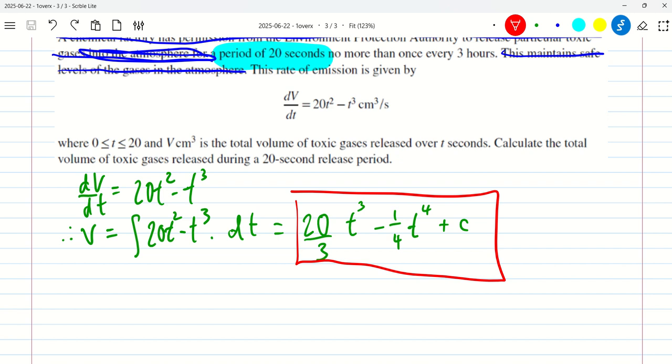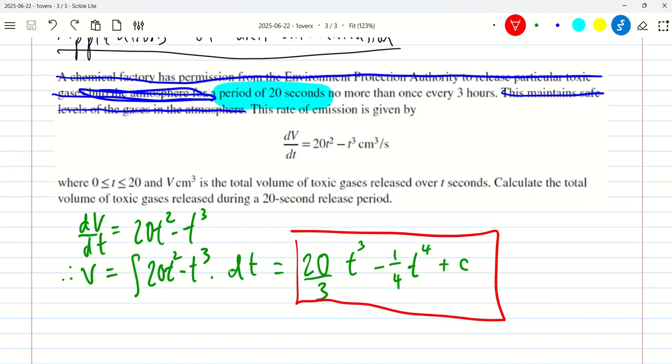But if we interpret it and look at this situation, do we know what's happening? So V is the volume released over T seconds. Do we know the volume released after 0 seconds? If you think about that, well, it hasn't actually started. Looking back to the question, before that period of 20 seconds, there's been zero gases released.